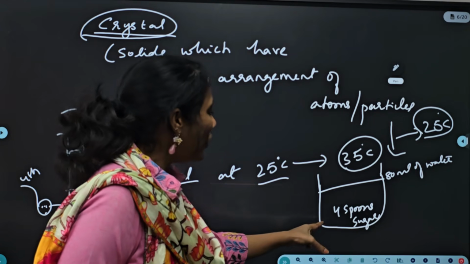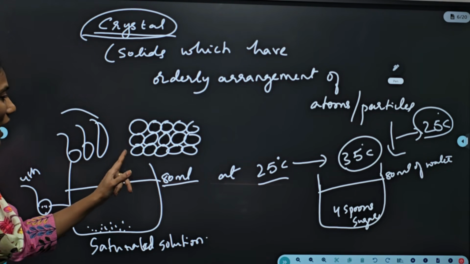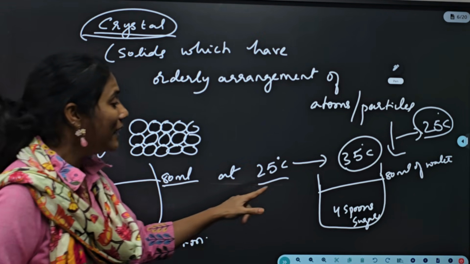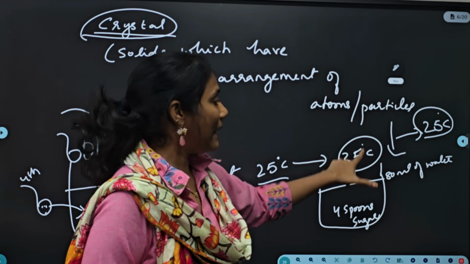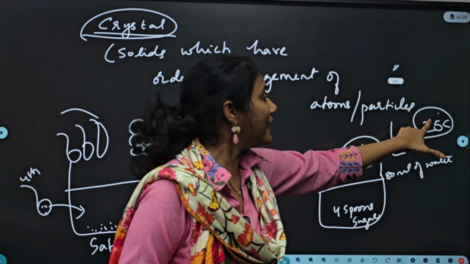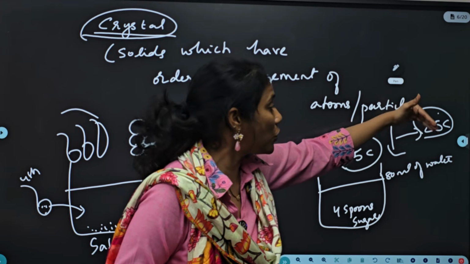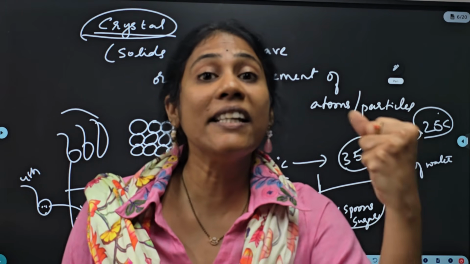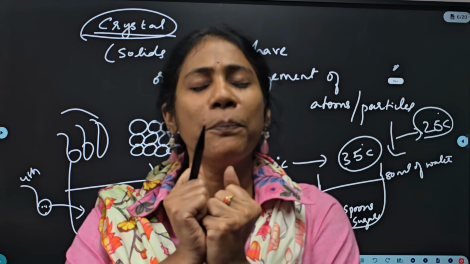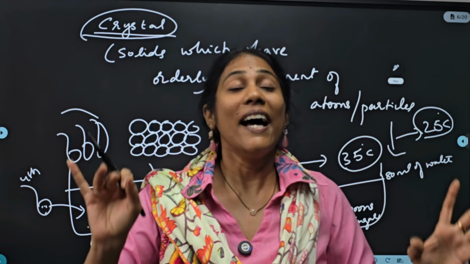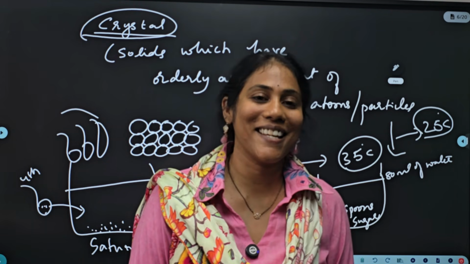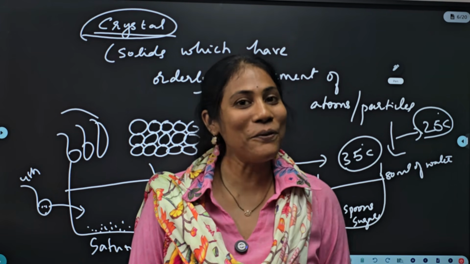Yes, that 4th spoon, that extra spoon of sugar which was there in a saturated solution, got dissolved when the temperature was higher. But when the same saturated solution gets cooled, that 4th spoon of sugar will reappear in the form of beautiful crystals, and that process itself is called crystallization. Hope you understood.